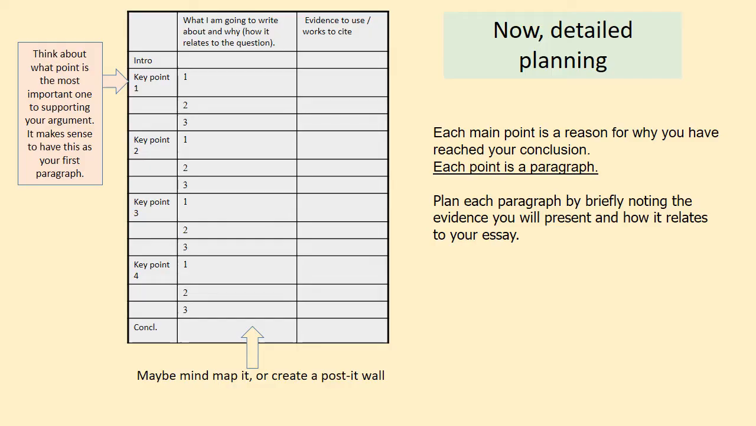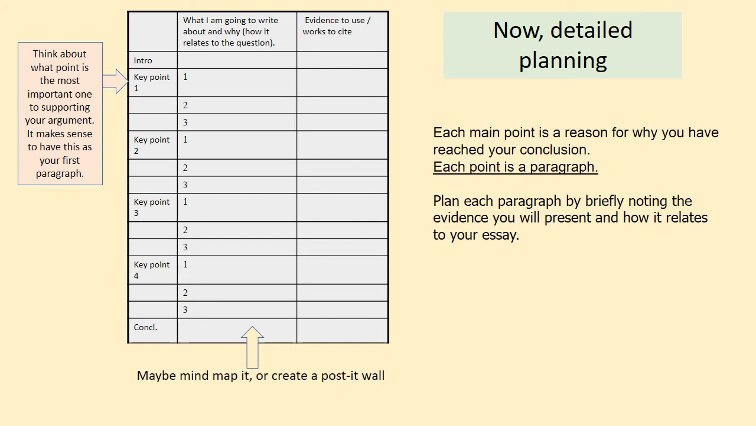So what's next? Well, now we're going to do something that you might have thought we would have done earlier. Now we're going to really think about planning in detail for our writing. Loads of ways to plan. You might have a strategy that works for you. Some people mind map, some people just put post-its on a wall. This is a basic planning grid.